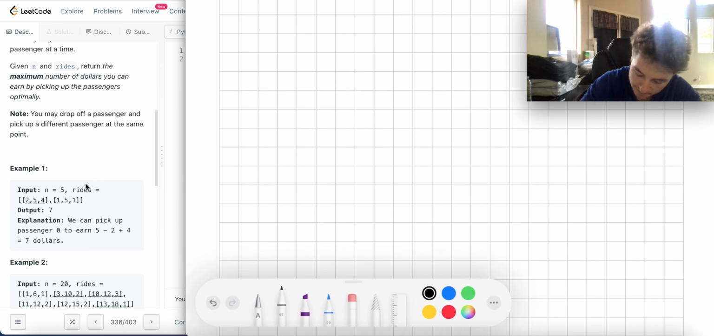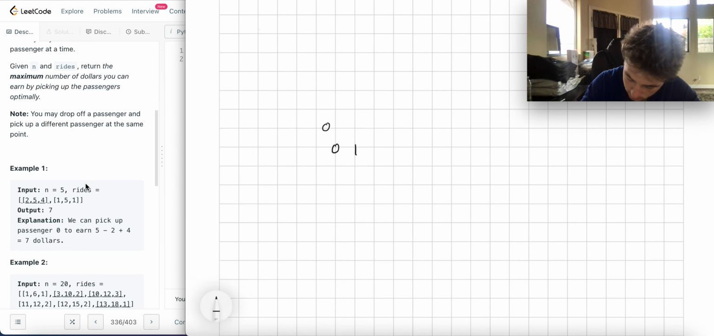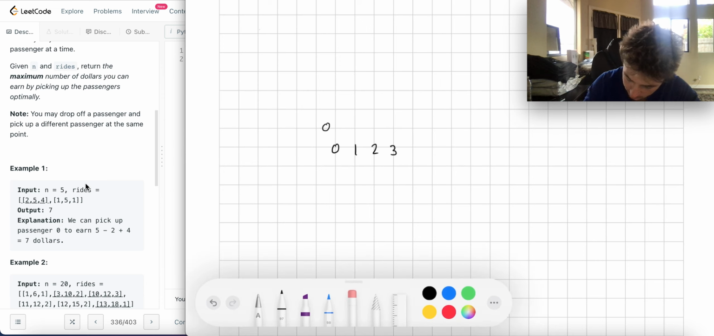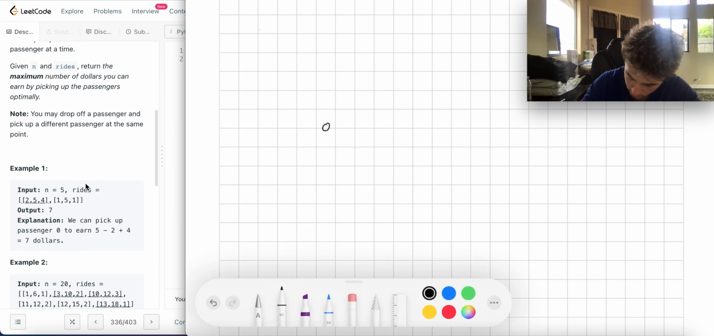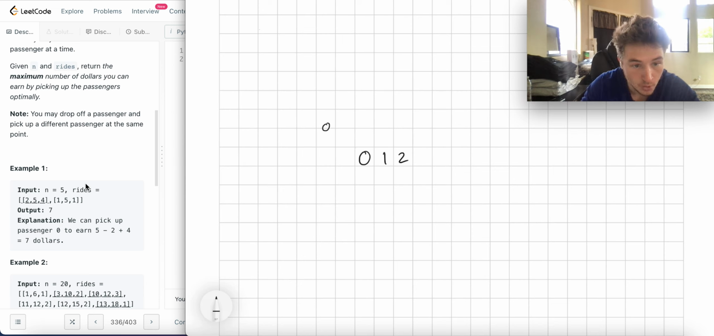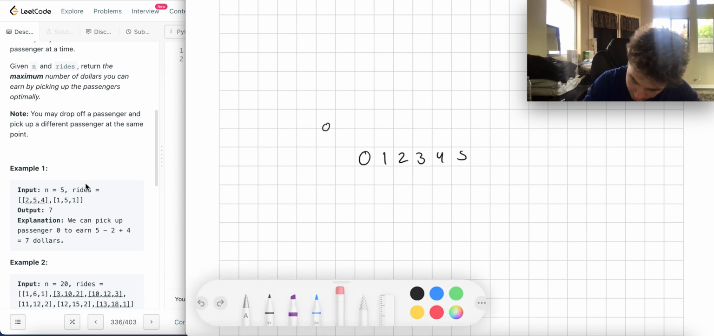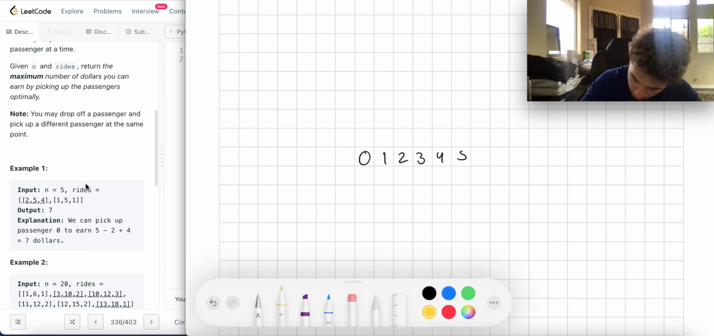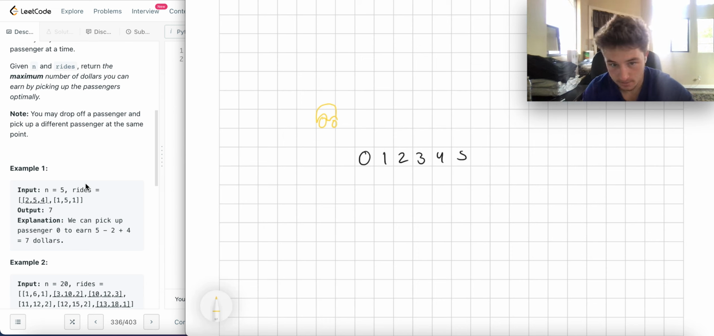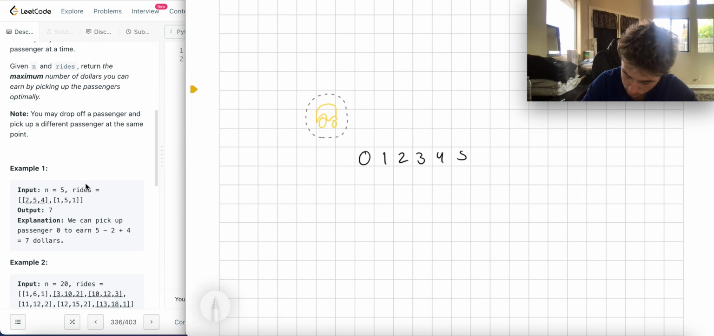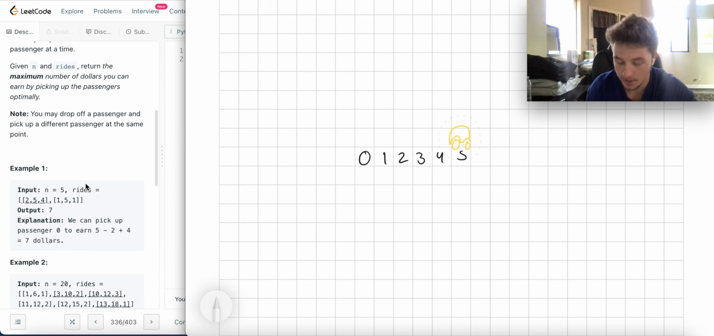Okay, so we have n equals 5. Your car is going to start off at position 0. Let's do it differently. So position 0, 1, 2, 3, 4, and 5. And I'm going to draw a little car, and I'm going to ask you not to judge me for the car that I draw. That's actually not that bad. So you start off at position 0, and your goal is to get all the way to position 5.